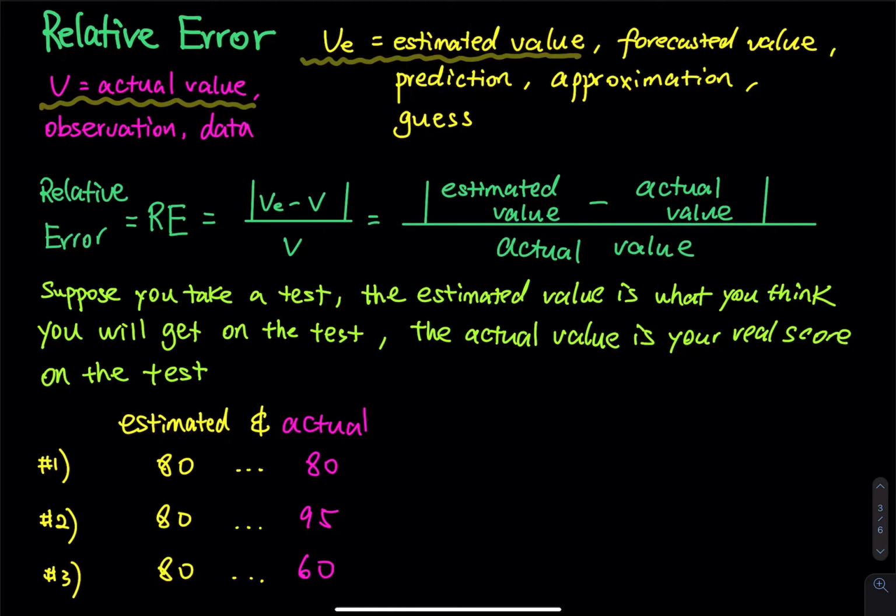This video is about relative error. It is based on the previous video, which was about absolute errors. So what is relative error? First, we need those two numbers again.